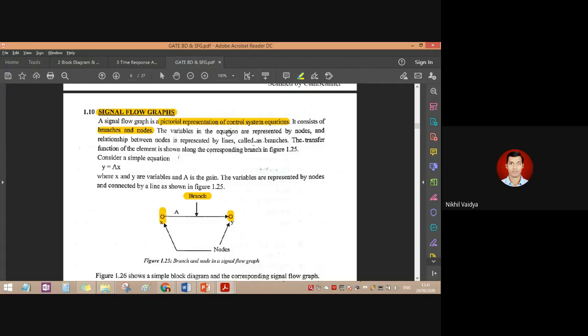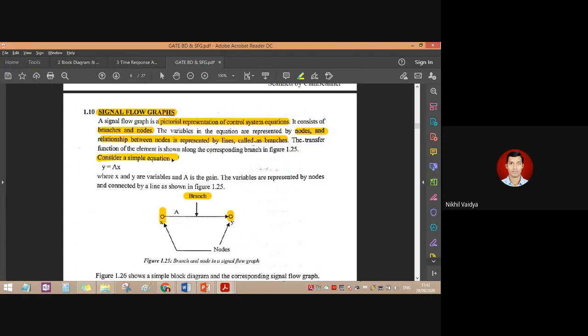The variables in the equation are represented by nodes, and the relationship between the nodes is represented by lines called branches. The transfer function of the element is shown along the corresponding branch.